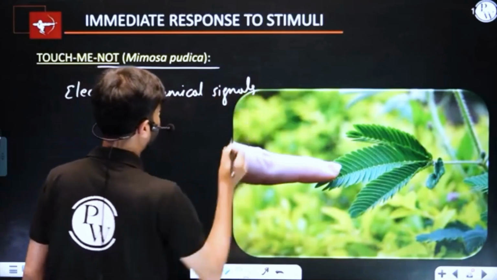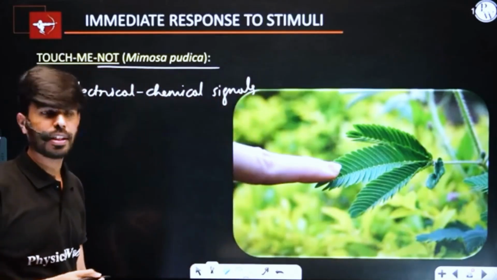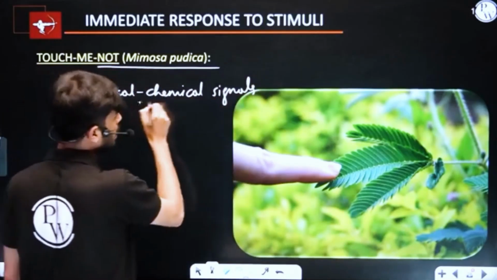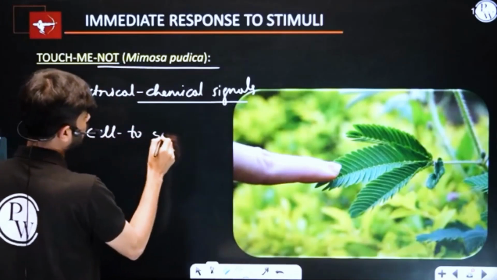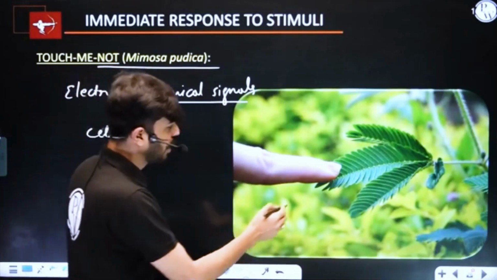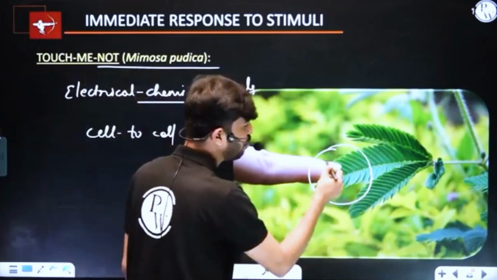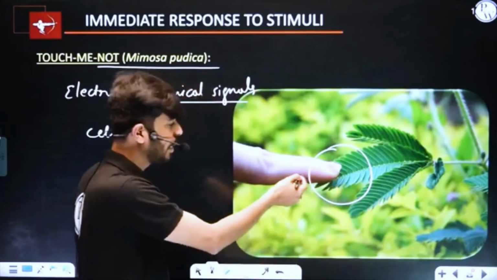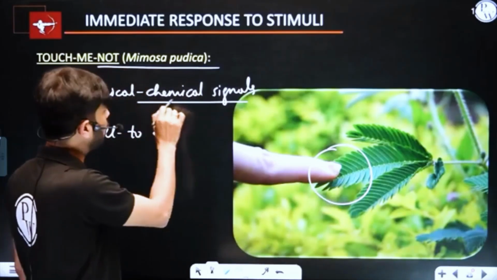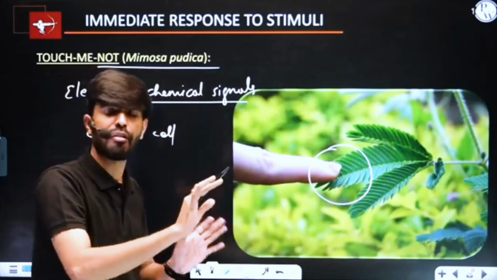Okay, so next ಯಾವ ತರ ಮೂವ್ ಆಗುತ್ತೆ ಇಲ್ಲಿ? So these electrochemical signals are moving from cell to cell. For example, if you are touching this particular leaf, Mimosa pudica leaf or touch-me-not leaf here, okay, and these particular electrochemical signals are moving away from this one.